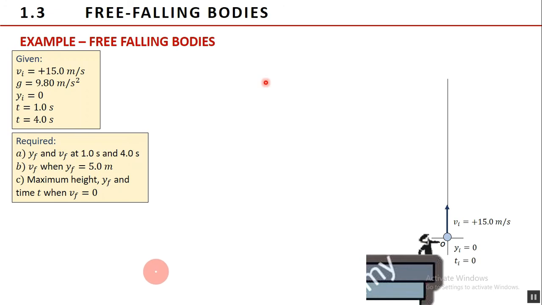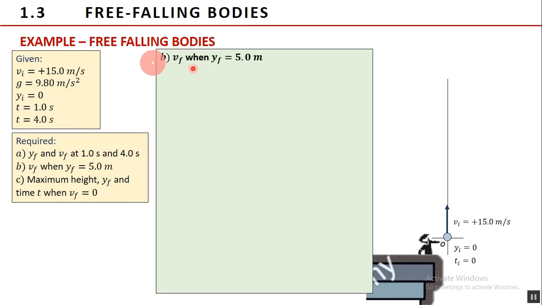Let's continue to letter B. We calculate the final velocity of the ball when the ball reaches 5 meters above the railing, or thrower's hand. Since we do not have available information on the time when the ball reaches this 5 meters, the appropriate equation to be used is equation 5, that is v sub f squared equals v sub i squared minus 2g times the quantity y sub f minus y sub i. Remember, this is the only free fall equation that does not require time.